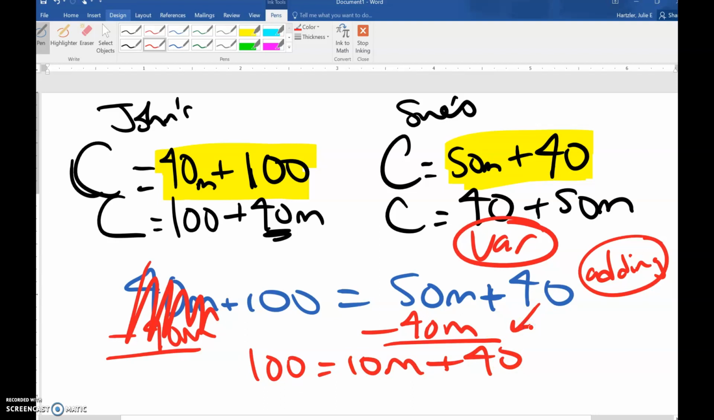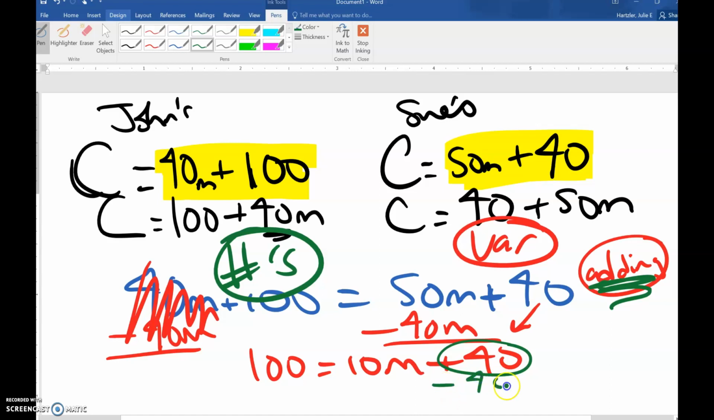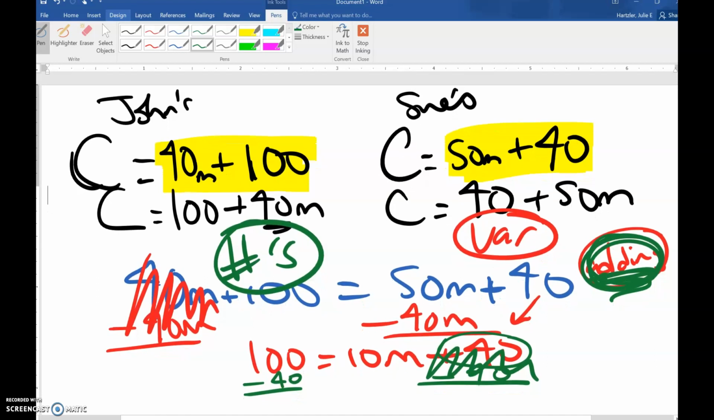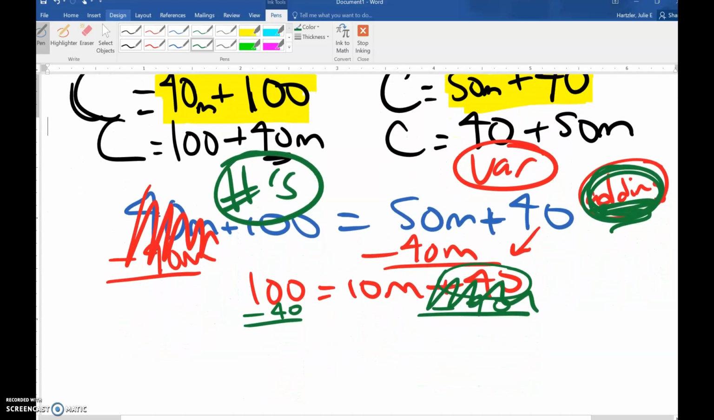Since I picked my variables on that side, that means I want my numbers, or my constants, on this side. And again, see how they're still adding in the problem? So we're still undoing adding, and I want to move my numbers. To get rid of adding 40, you can either subtract or add a negative 40. You're stuck dealing with that adding and subtracting step until it goes away. So then these go away, and I get 10m equals 60. So my goal is accomplished: I have variables on one side and numbers on the other.